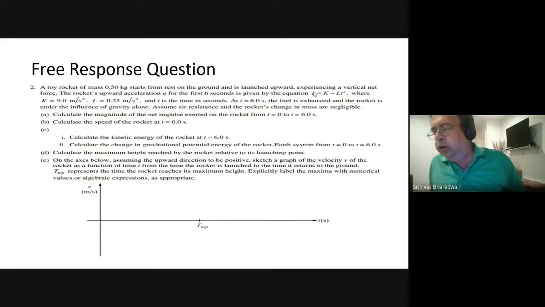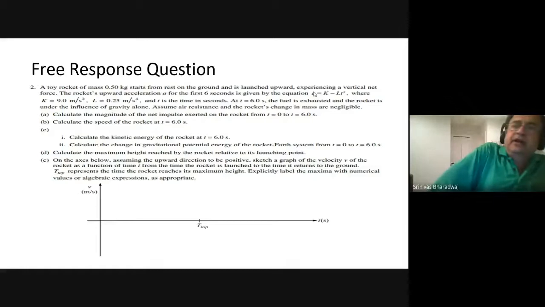So 0.5 times (K minus LT) squared, right, is what the net impulse is? Impulse is the integral of F dt. F is equal to d(mv)/dt, delta mv. The change in momentum is the impulse, and that is equal to the integral of F dt. That's what they want you to do: 0.5 times (K minus LT) squared dt, integrated from 0 to 6. So that will give you A.